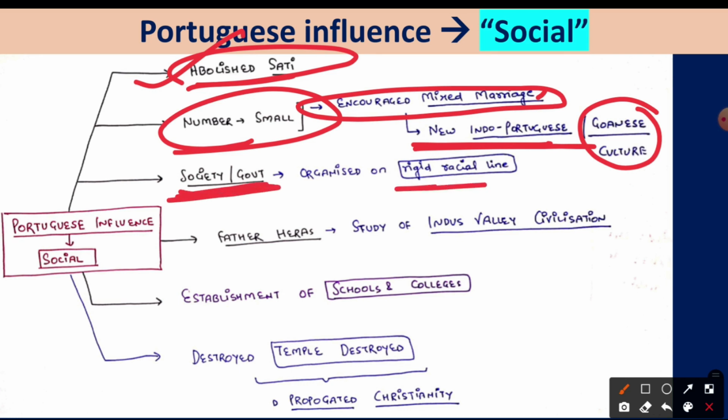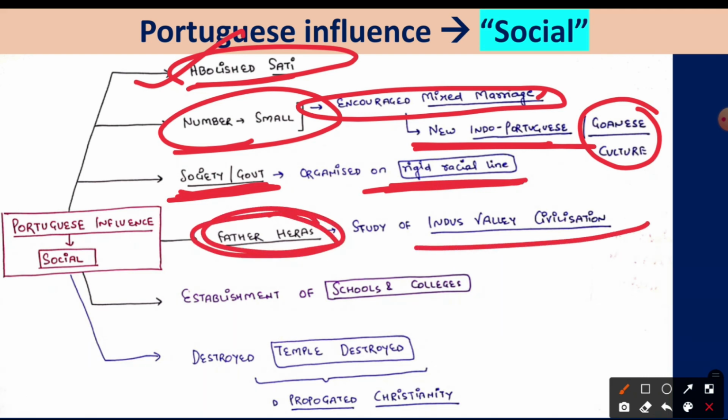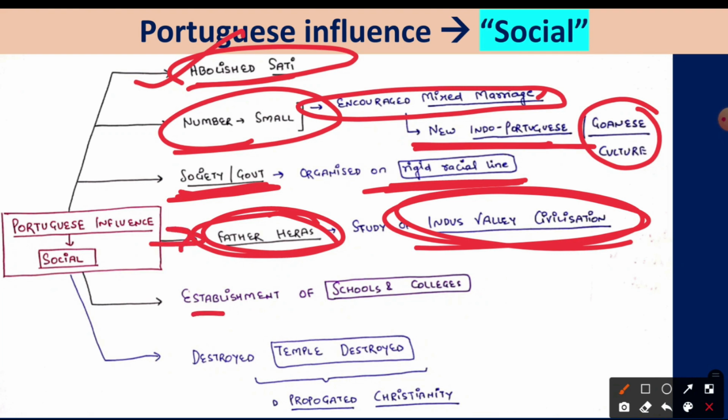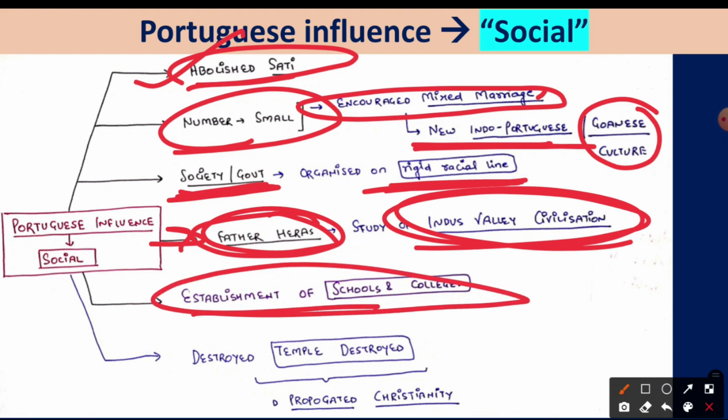Society and the government were organized on rigid racial lines. There was Father Heras later on, not the 16th or 17th century, but the 19th century. He studied the Indus Valley civilization. So these are the contributions of the Portuguese people socially. Establishment of all the schools and colleges that you must have seen. So many saints' names and all these things, all the schools and colleges that have been opened.